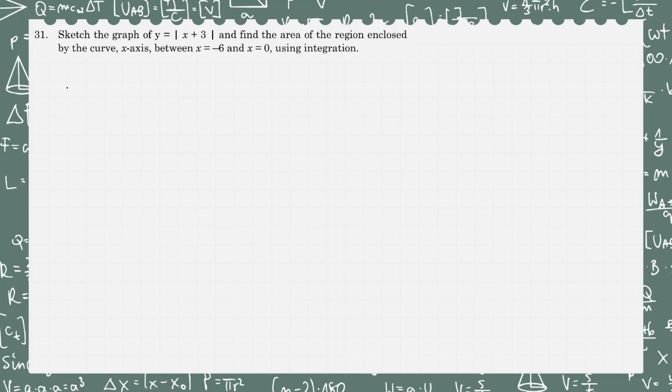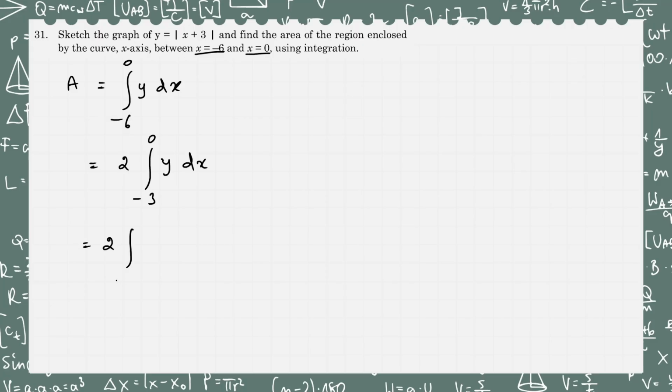So, the required area will be A equal to the integral from minus 6 to 0. Since the limits for x are given, we have to put a dx here. So, the area will be y times dx. So, we can do this like 2 times the integral from minus 3 to 0 of y dx. The value of y will be x plus 3 only. Why?